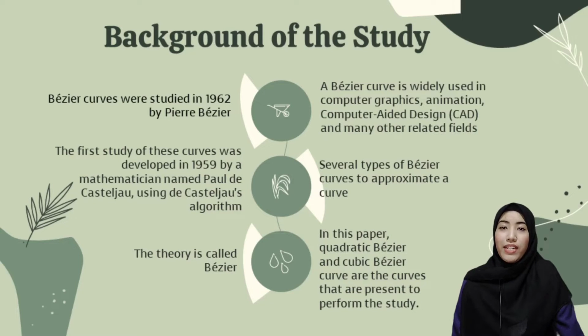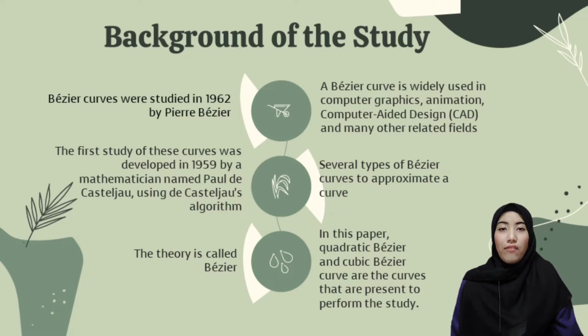As an introduction to Chapter 1, I begin with the background of the study. Bezier curves were studied in 1962 by Pierre Bezier, a French engineer who started to use them in designing bodies of automobiles. Through the property of convexity of the control polygon, the curve has characteristic intuitiveness in conveying the desired shape, Fitter et al. 2014.